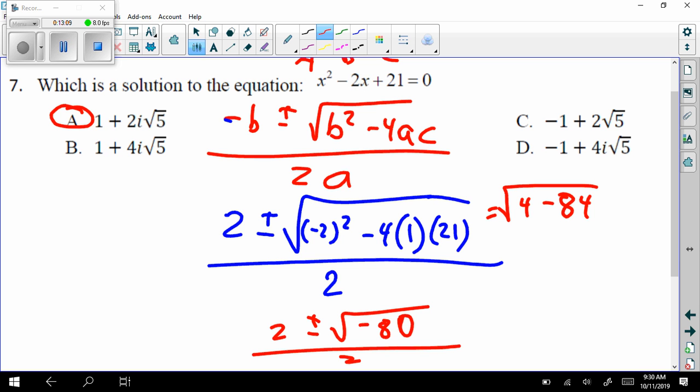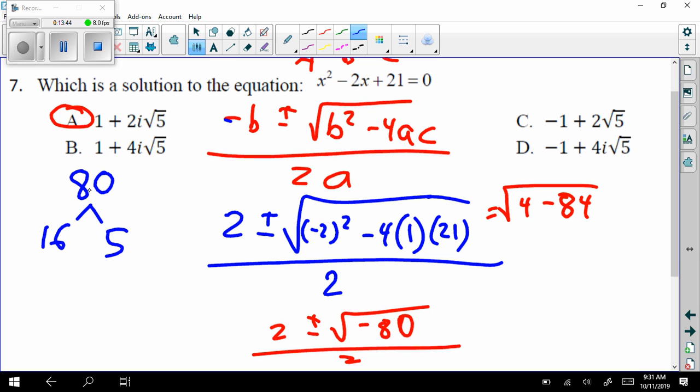Negative 80 needs to be simplified. When you do that, I like to divide it into something that is a perfect square. So if there's a number that is a perfect square that goes into it, that's what we want to do. Perfect squares are 1, 4, 9, 16, 25, 36, 64 will be in there. But going into 80, 16 is the biggest one that goes into it.